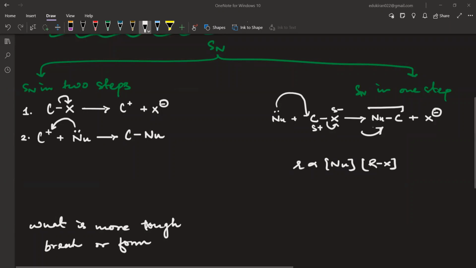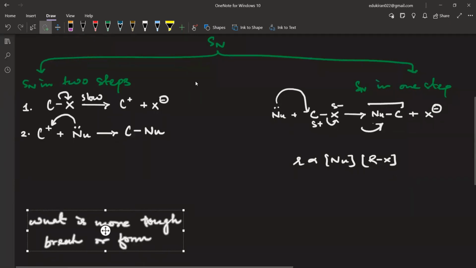Yes or no? Please write yes or no in the chat. Those who can't speak, Fahad, Sahel, Adriel. Break or form, which is more difficult? Yeah, okay. Now, if this first step is more difficult, that means it is going to be slower than the second step. Is that right? Yes or no? Please tell me. Correct?